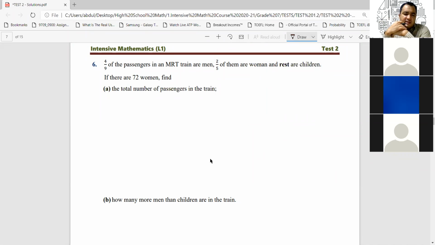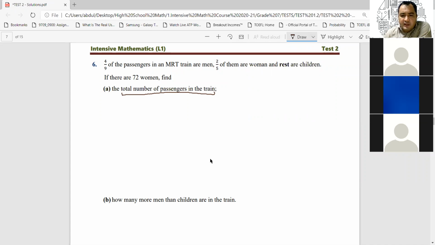Okay. First, let's answer this question. It says 4/9 of the passengers in an MRT train are men. Okay. And 2/5 of them are women. And the rest are children. Okay. If there are 72 women. Find the total number of passengers in the train. So what is the total number of passengers in the train?